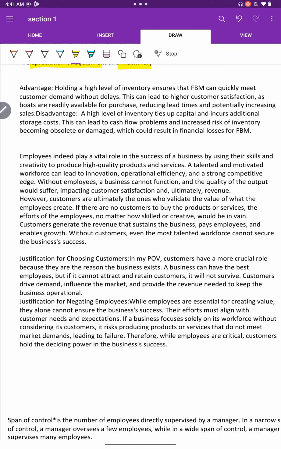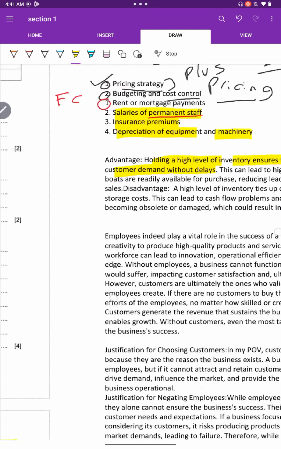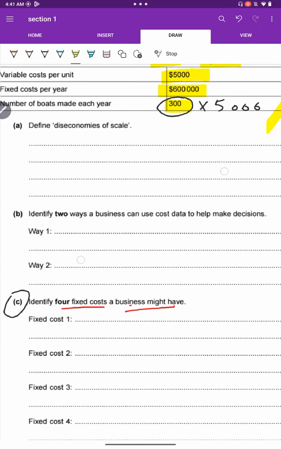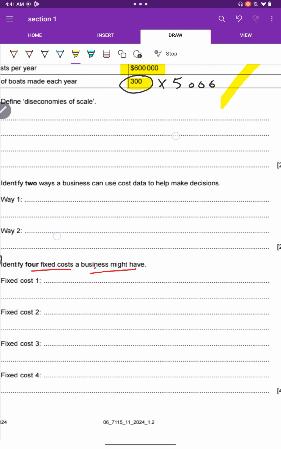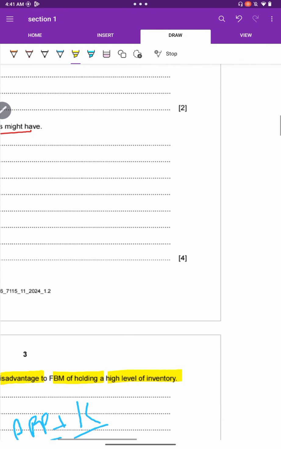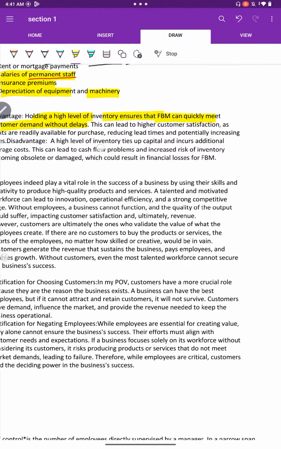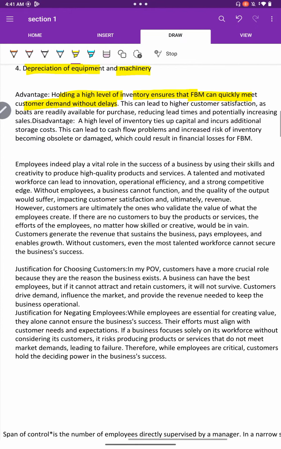The first advantage would be that holding a high level of inventory ensures that FBM can quickly meet customer demand without delays. As you can see, each year the demand for their boat is 300. If it might increase in future, because they have a high level of inventory, they can easily fulfill the demand of the customers. So this can lead to higher customer satisfaction as boats are readily available for purchase, reducing lead times and potentially increasing sales.